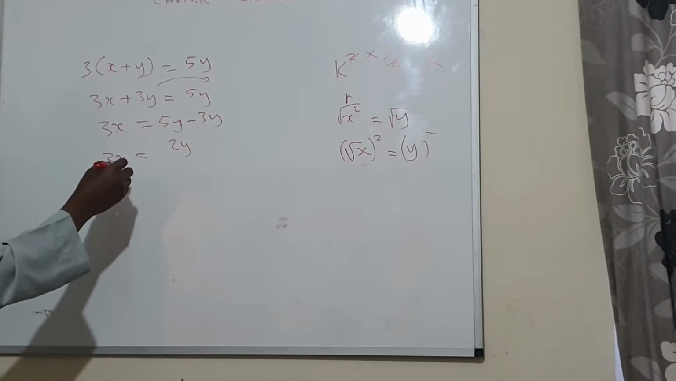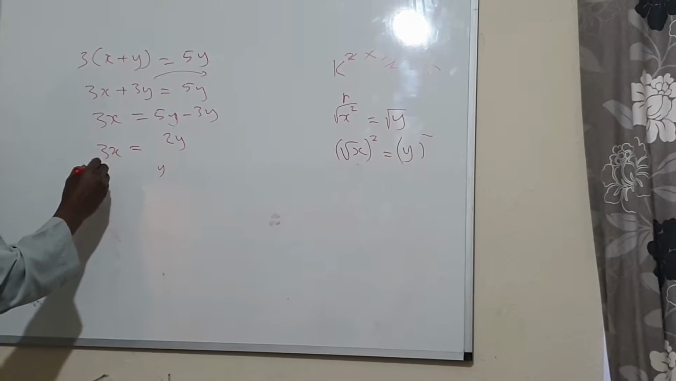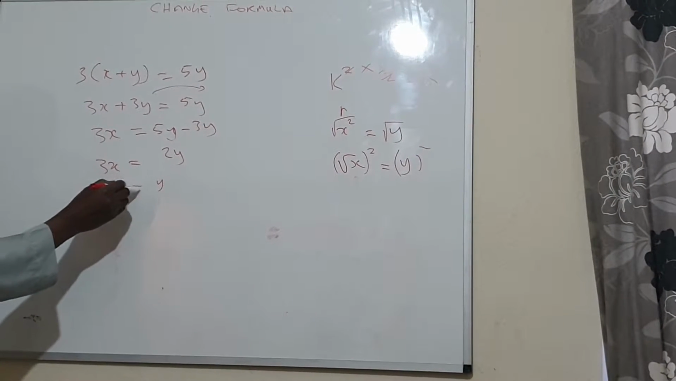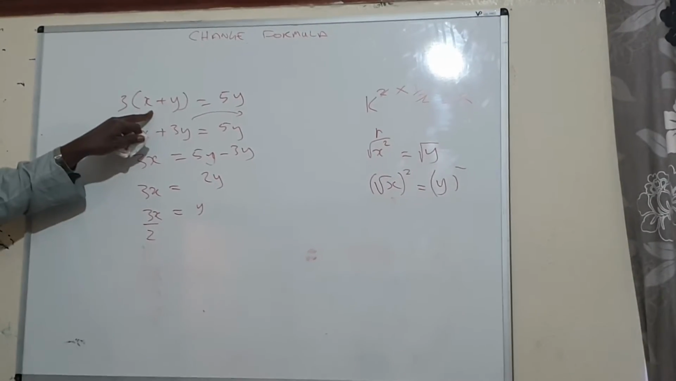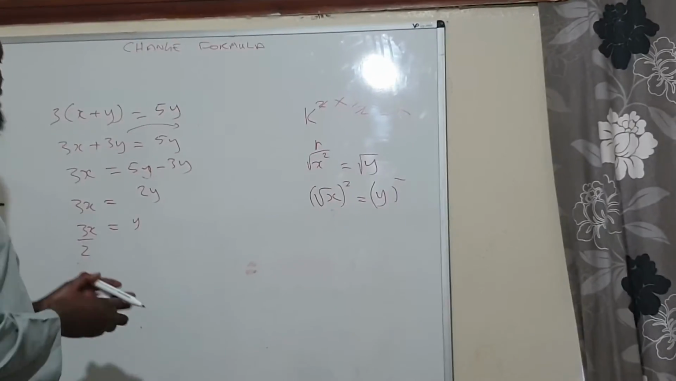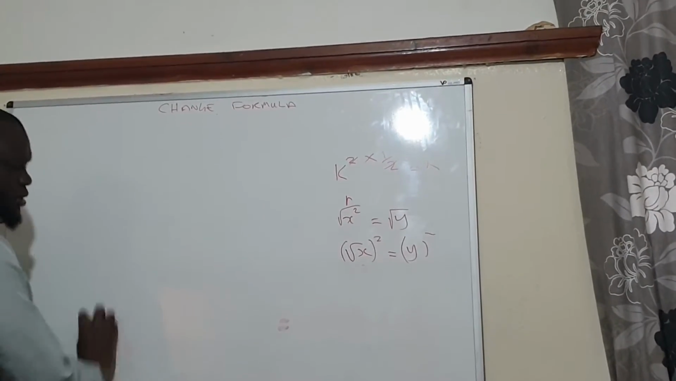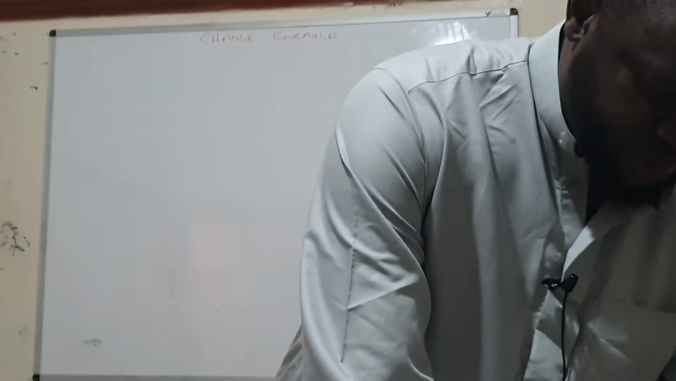Then y, what is y? Y is 3x divided by 2. That is our y. In the same token, we can be asked to make x the subject of the formula. So this is simple. In maths, it's all about practice.